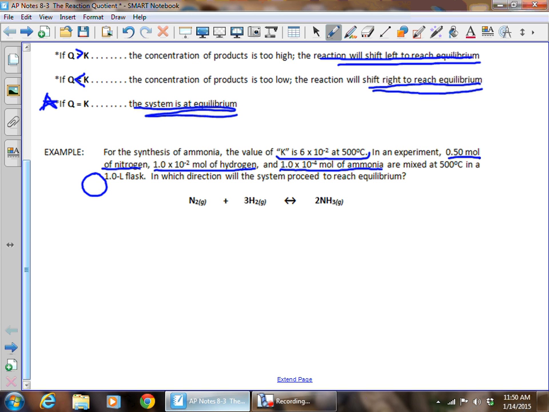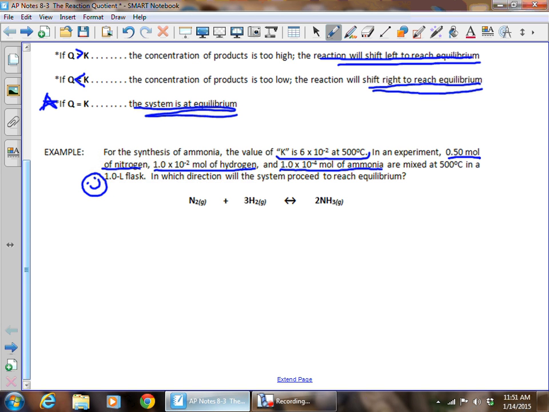And this is where I need to find the volume of my flask and put a little smiley face by it, because anytime I'm dealing with equilibrium, remember, I've got to have the values in molarity. Now, this is like a major smiley face, because when it's a 1 liter flask, the number of moles is the same as the molarity of the substance. So that makes it nice. It wants to know in which direction the system will proceed to reach equilibrium. As soon as it asks you what direction it will go in order to reach equilibrium or which direction it will shift, you know you're dealing with a Q problem.